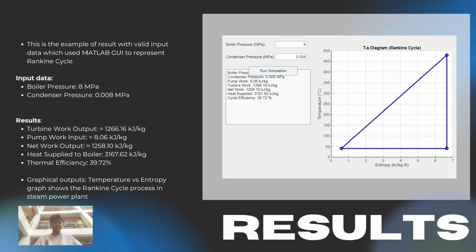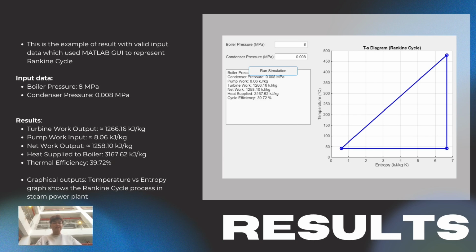So the turbine work output is approximately 1266.16 kJ per kilogram. The pump work is about 8.06 kJ per kilogram. The net work output of the cycle is 1258.10 kJ per kilogram. The heat supplied to the boiler is 3167.62 kJ per kilogram, and this results in a thermal efficiency of 39.72%, which is a reasonable value for an ideal Rankine cycle under these conditions.